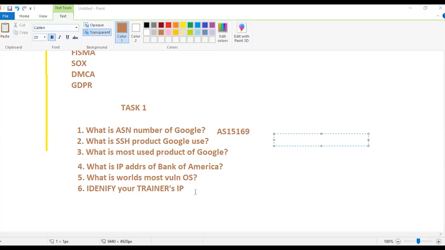DNS lookup of Bank of America. This is the IP address of Bank of America. No, that's not. You can see its server name.